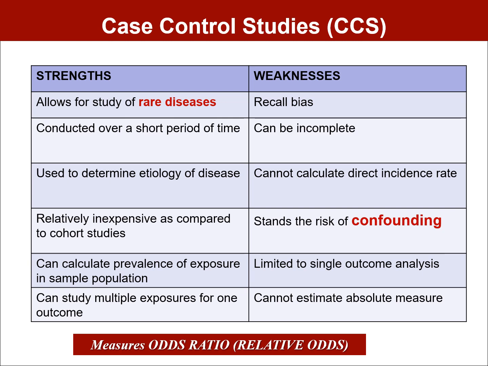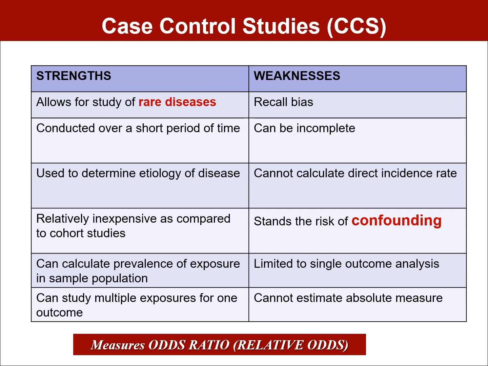The other weakness or shortcoming of a case control study design is the risk of confounding. I'll talk about confounding in more detail as we move on in the course, but confounding is usually the effect of multiple other factors on the particular outcome.